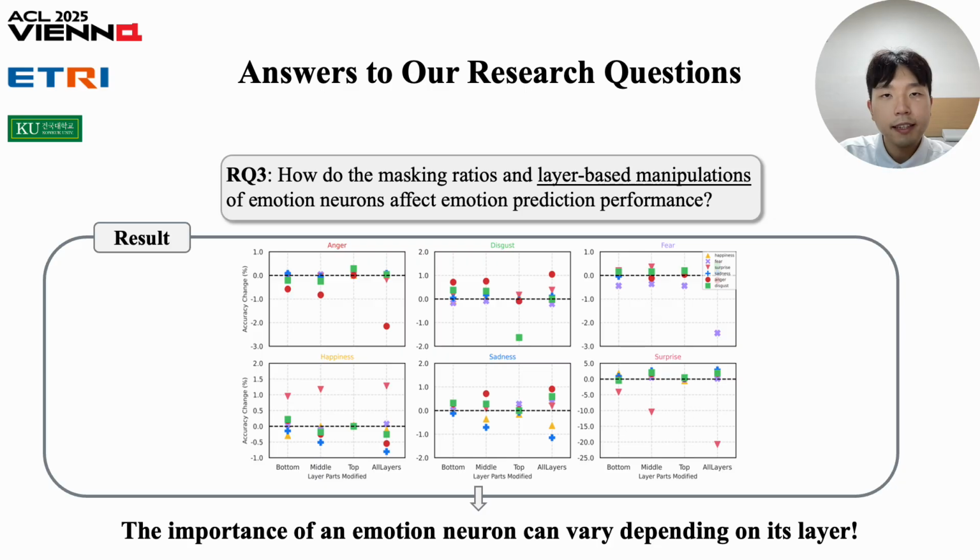We also investigated the location. Does it matter where the neurons are? Absolutely. For surprise, masking the middle layers has a much stronger impact than masking the bottom or top layers, suggesting a functional hotspot. For most emotions, masking all layers causes the biggest drop, confirming that emotion processing is a distributed, multi-stage process. An emotion neuron's importance depends on both what it is and where it is.